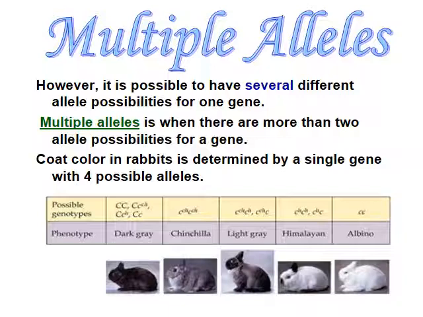So another example is rabbits' coats. There are actually many different alleles that control the coats of a rabbit. So you can see the different combinations, how they go all the way from albino up to a dark gray.